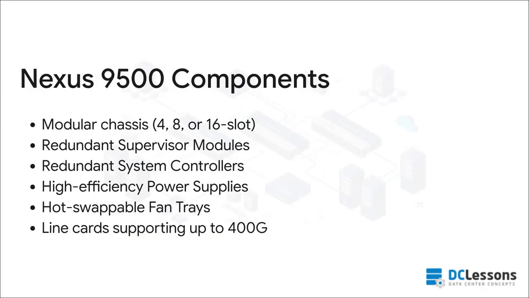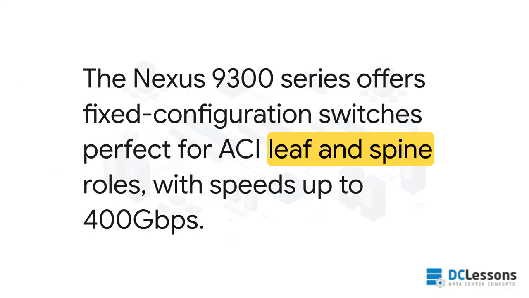And when you look inside, it's just a marvel of redundant engineering. You've got redundant supervisors, redundant system controllers, N+1 or N+N power supplies, hot swappable fan trays. Everything, and I mean everything, is designed for maximum uptime, which is absolutely essential for the core of your data center. But of course, not everyone needs a massive modular switch like that, and that's where the Nexus 9300 series comes in.